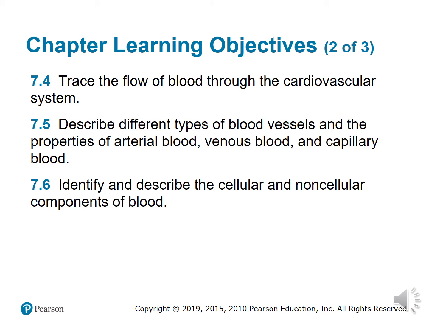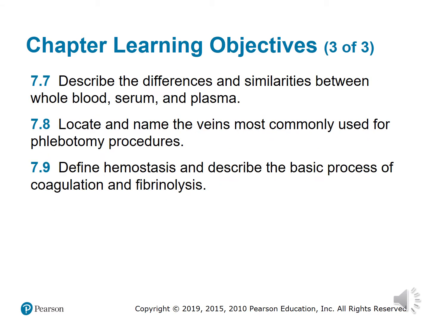Trace the flow of blood through the cardiovascular system. Describe the different types of blood vessels and the properties of arterial blood, venous blood, and capillary blood. Identify and describe the cellular and non-cellular components of blood. Describe the differences and similarities between whole blood, serum, and plasma. Locate and name the veins most commonly used for phlebotomy procedures.